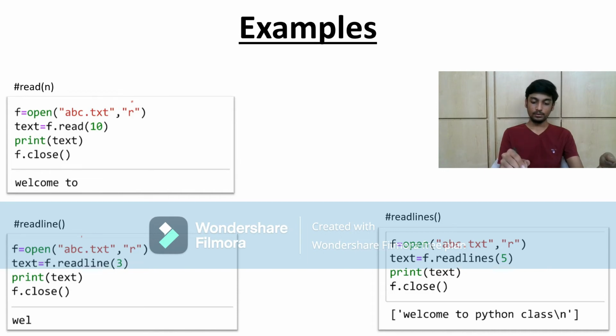And the last one is readlines(). Here also we took the same text file and the same mode, read. Here we entered the number 5, but readlines itself reads all the lines and converts the file into a list. Hence it converted the file into a list format.